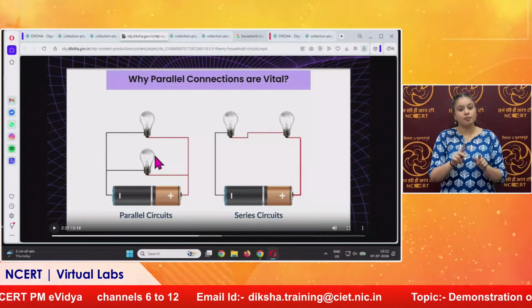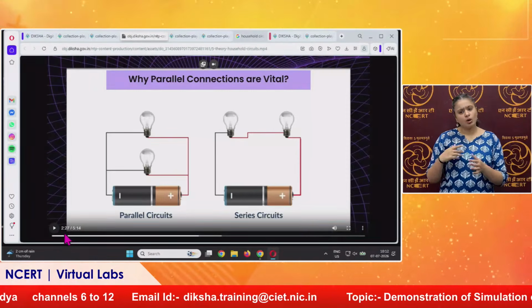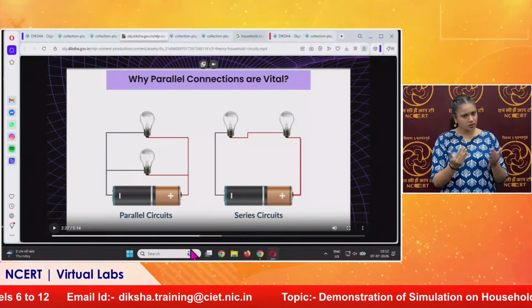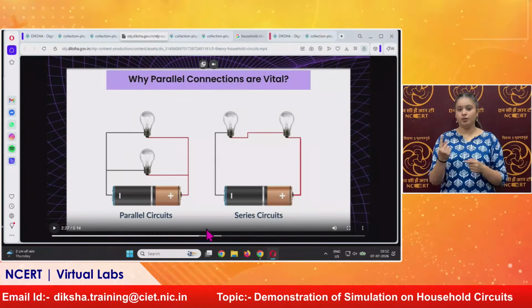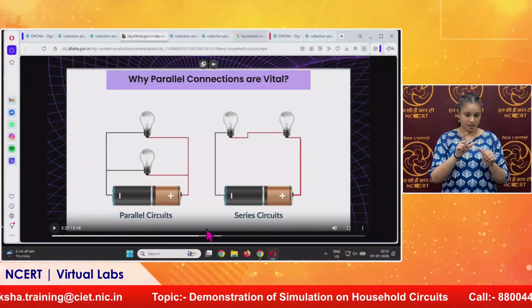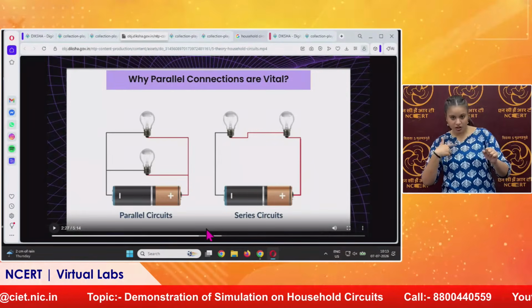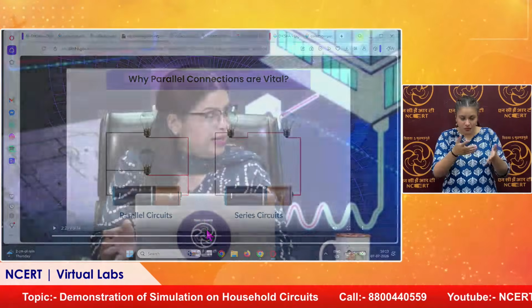All right. And now what kind of connections or circuits do we have at our homes? That is parallel only, so that our AC, our fridge, our microwave, each will get a 220 voltage power supply at the same time. But we should avoid using all the heavy loads at the same time.